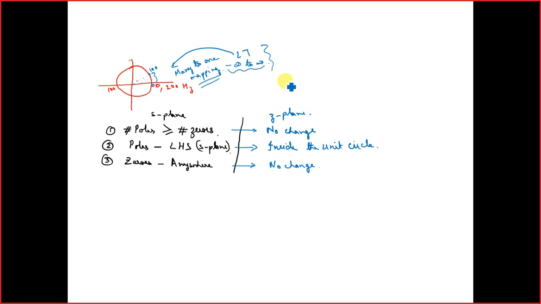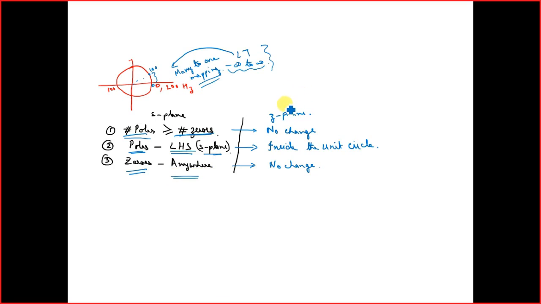Now, while we were discussing this S plane, we talked about certain criteria for the designing of the systems. First of all, we said the number of poles should be greater than the number of zeros. Poles should be on the left hand side of the S plane. Zeros can be placed anywhere on the S plane.